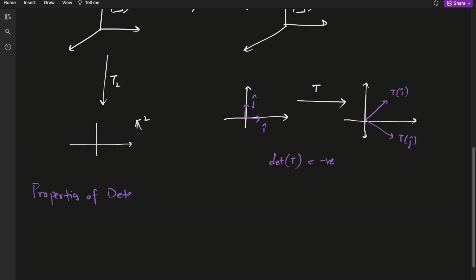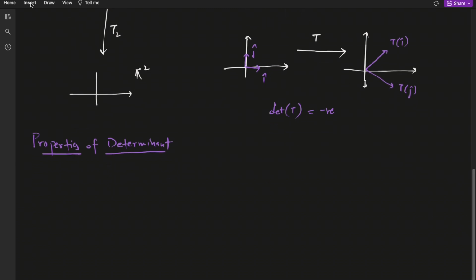Properties of determinant. Okay, so the first property is, by the way, determinant is also represented using this triangle sign. The determinant of A multiplied by B, the multiplication of two matrices A and B, the determinant of AB is the same as determinant of A multiplied by determinant of B. Okay, so this is one property.